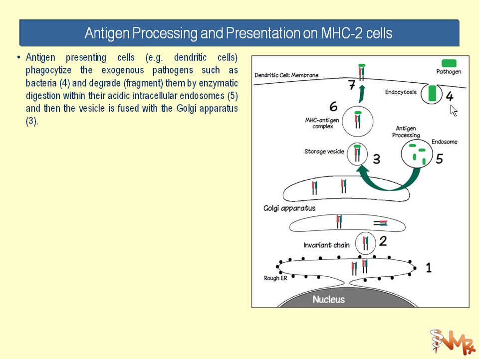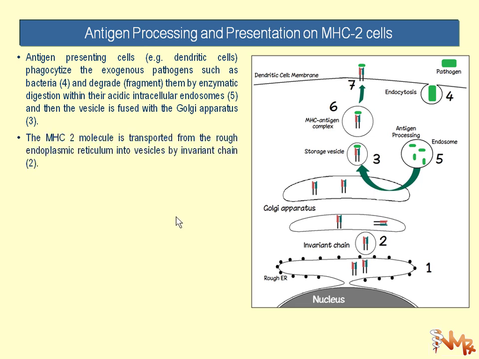This is event number 4. And degrade them into fragments by enzymatic digestion within their acidic intracellular endosomes. This is event number 5. And then these vesicles are fused with Golgi apparatus. This is event number 3.